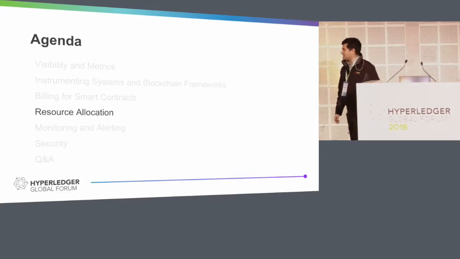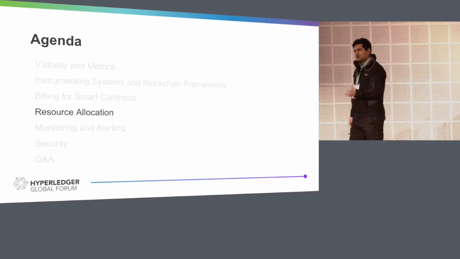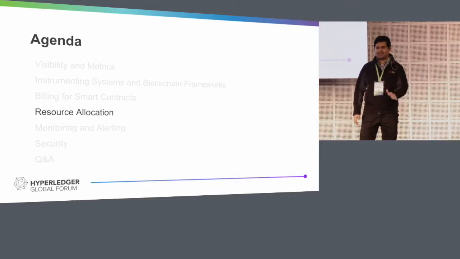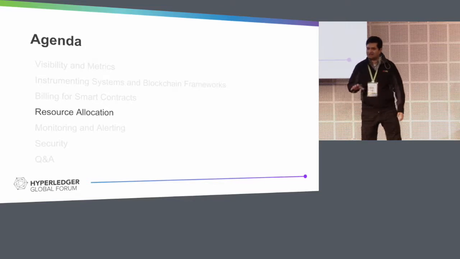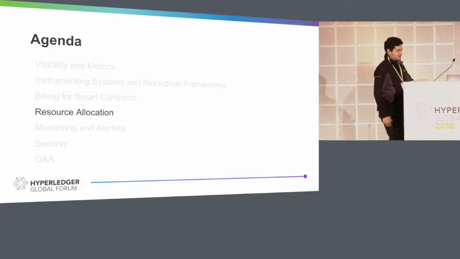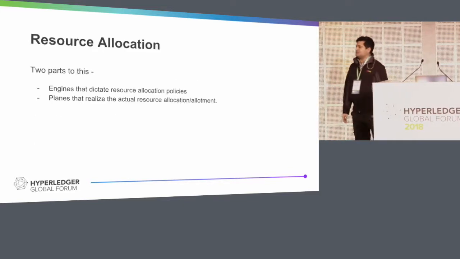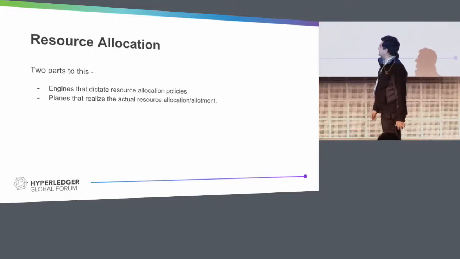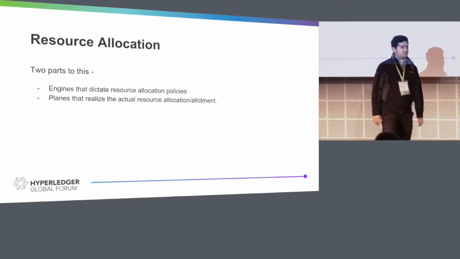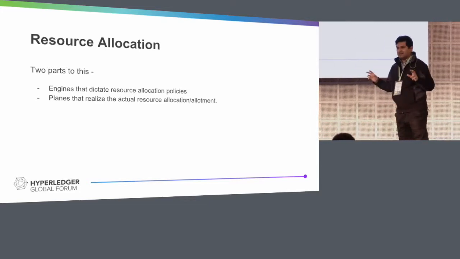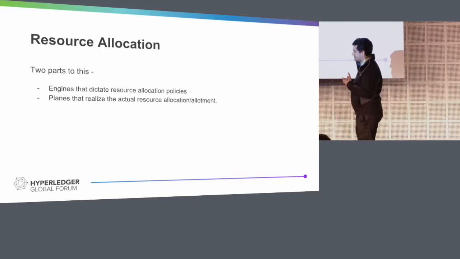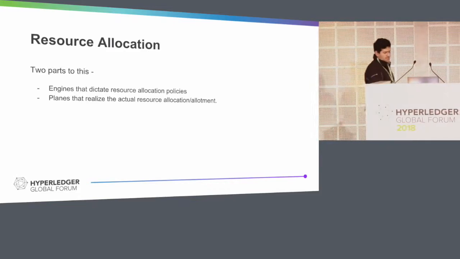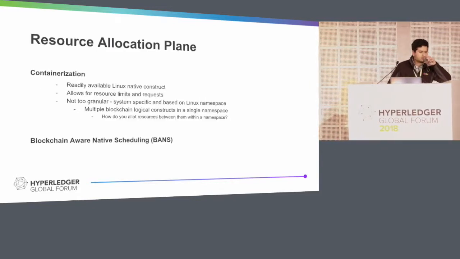So next on our agenda, resource allocation. To do something like billing, you can bill, but if your customer says, or your partner says, I never asked you for this, right? What do you do? You have to have some way of allocating, of capping your resources or giving a lot more resources. So typically when we talk about resource allocation, again, there are two parts to this. One are the engines that dictate the resource allocation policies. You need a policy engine of some sort. The second thing is your data plane or something that enforces this resource allocation, right? That's basically your allocation engine or allocation plane, sorry.